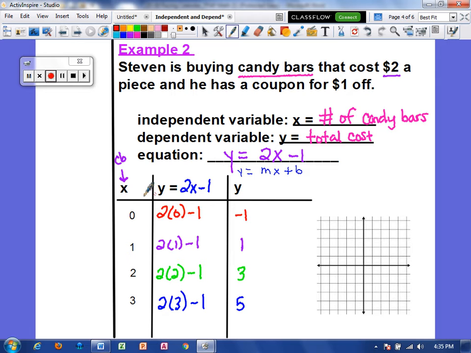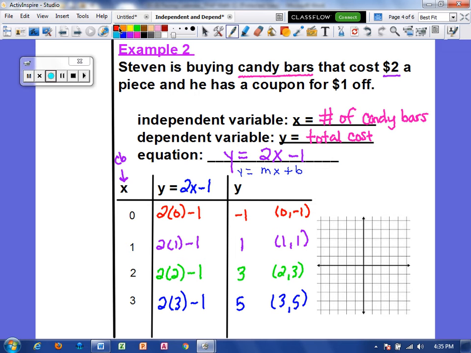So now what I'm going to do is take the x and y values, create a coordinate pair, and graph them. So x is 0, y is negative 1. That's (0, -1). Let me change the color of that. I want to make all this match. So that would be (0, -1). Next we would have (1, 1). Then we would have (2, 3). And then we would have (3, 5).